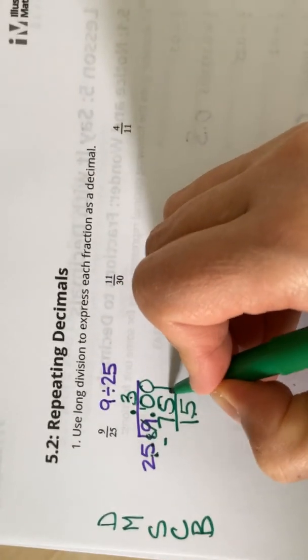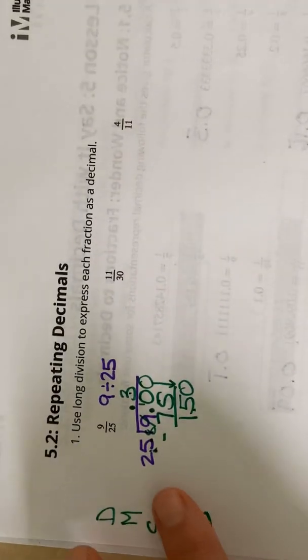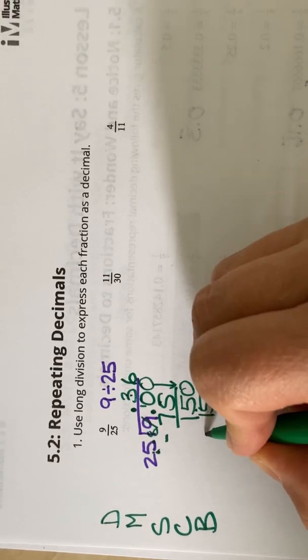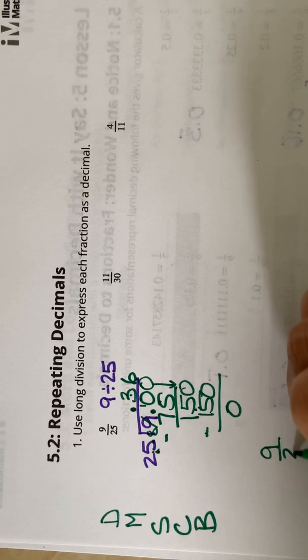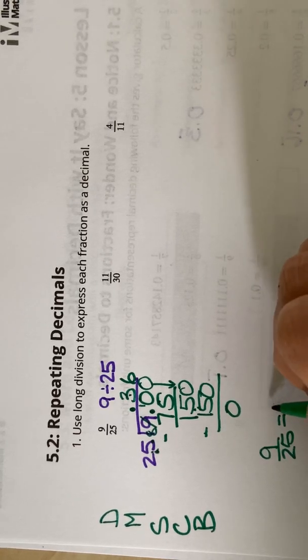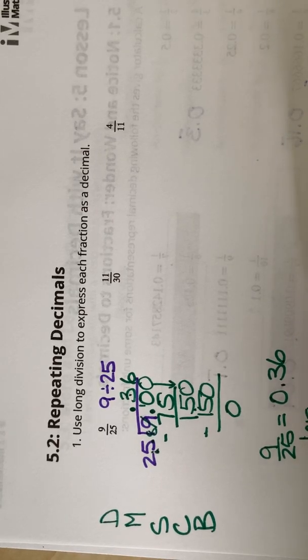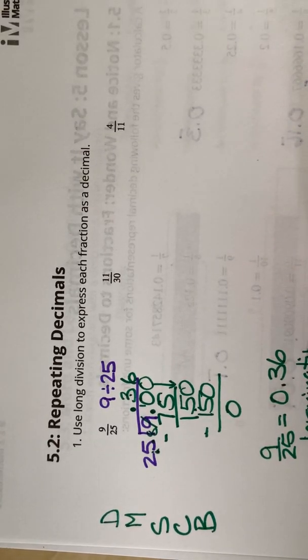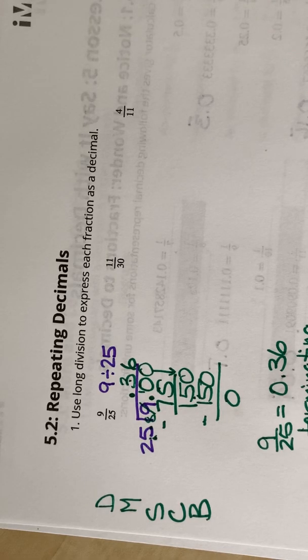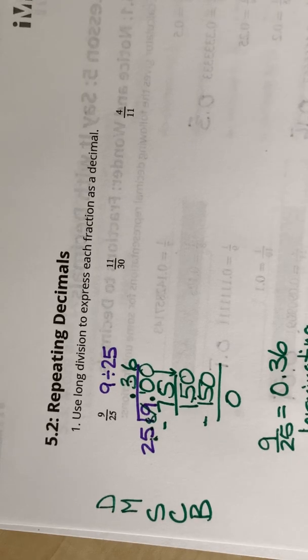So my bring down would be bring down the next number. In this case, I would have to add a 0. And I'd say 25 goes into 150, or how many quarters are in $1.50, and that would be 6. Okay, and I get a 0 remaining. So 9/25 is equal to 0.36, and this is a terminating decimal. Okay. All right, so if I do the next one, I'm going to do 11 divided by 3.